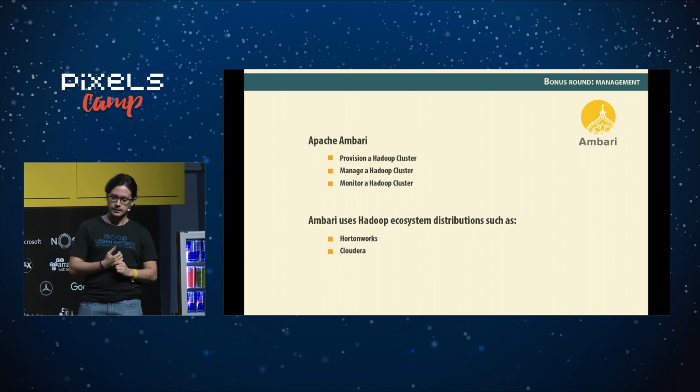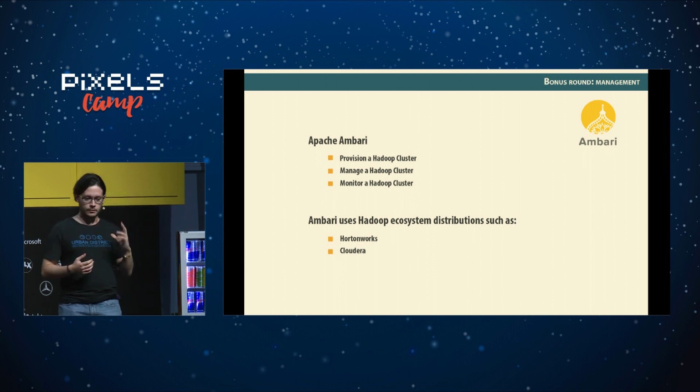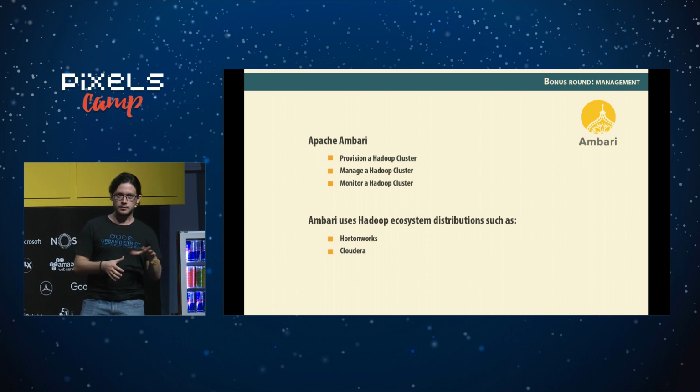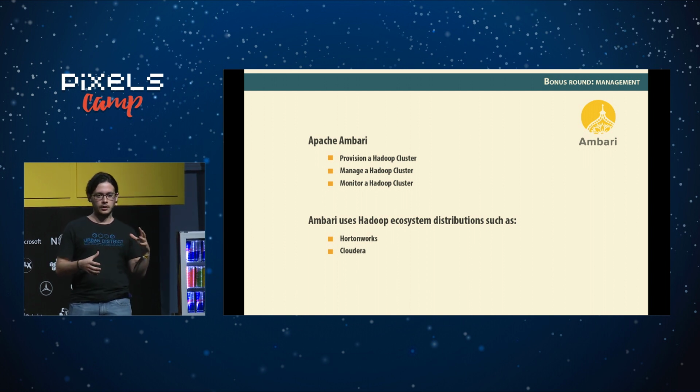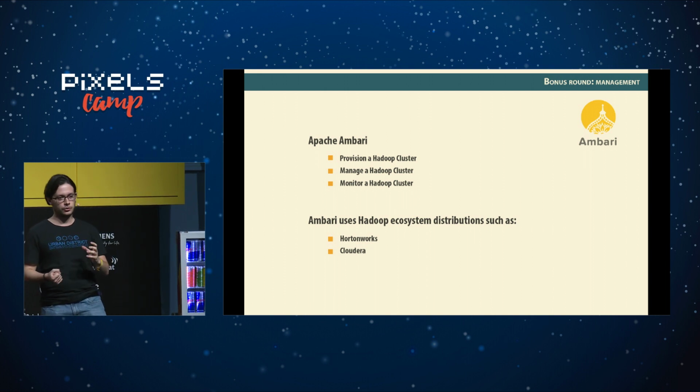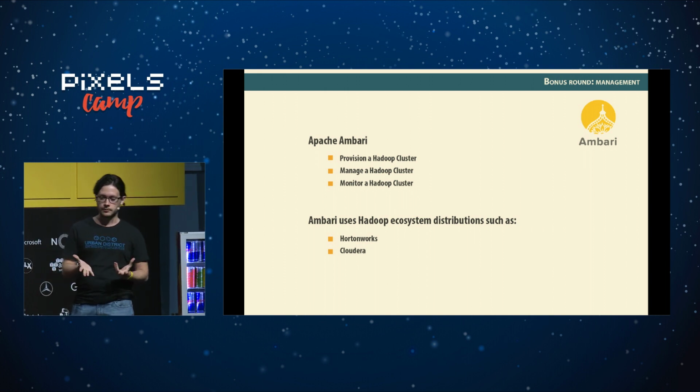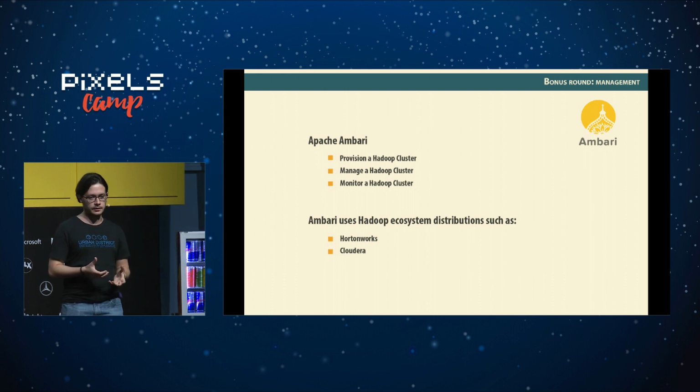Ambari uses Hadoop ecosystem distributions. What this means is that some companies create distributions, basically compiling a lot of tools of this ecosystem in one nice little package, and Ambari uses these packages to install this in a cluster. The good thing about these packages is that the versions of the tools they provide are already well tested, and you know they will work with each other.